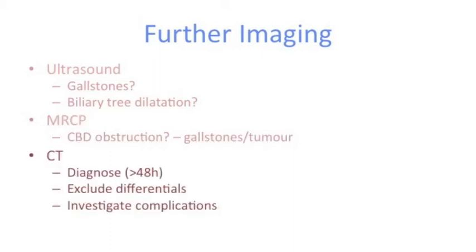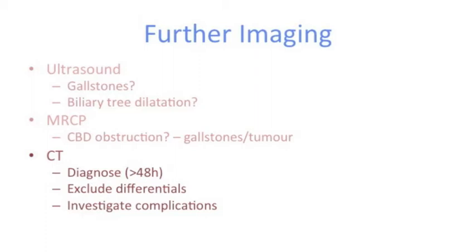The first thing to say about CT is that it can look normal within 48 hours of onset of symptoms in somebody with acute pancreatitis, so we generally don't tend to use it to diagnose the condition. Instead, we can use CT to exclude important differentials such as a perforated peptic ulcer.